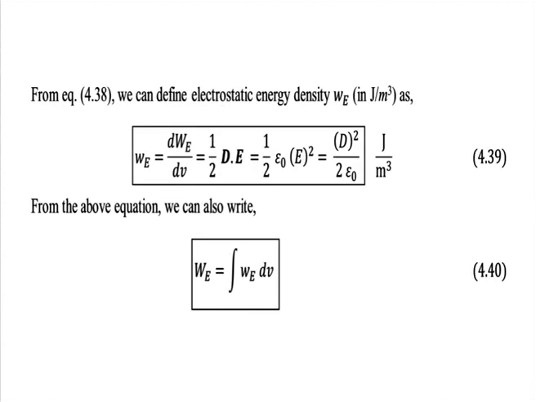From equation 4.38, we can define electrostatic energy density wE, which is in joules per meter cube, as wE is equal to dWE by dv, which is equal to half D dot E equal to half epsilon naught E square equal to D square upon 2 epsilon naught joules per meter cube. From the above equation, we can also write the total energy is equal to integral of wE dv.